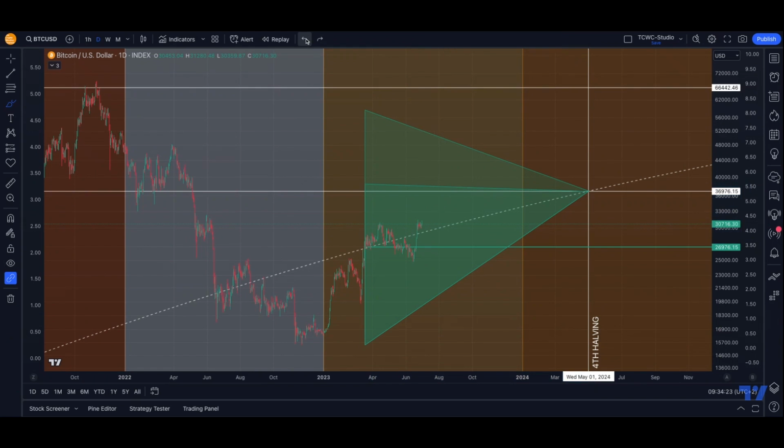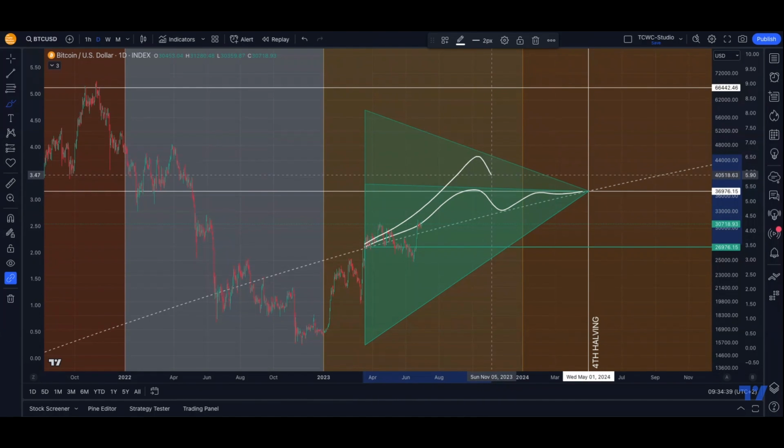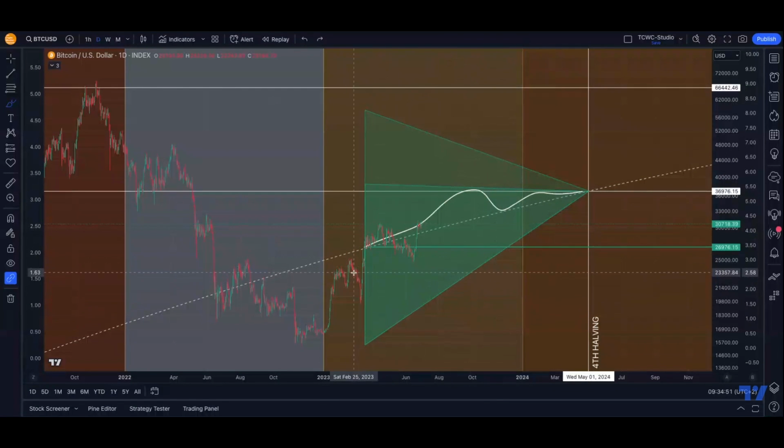So we're excited to see how this is going to play out. If we stay in this lower triangle like we're predicting, or if we come up to the upper triangle and sort of bounce around there, or if we don't trade in either one of them at all. But as I said, this is what we're projecting here, all the way up until the next halving.